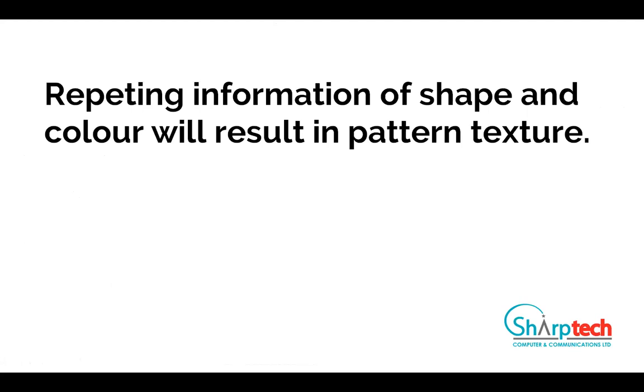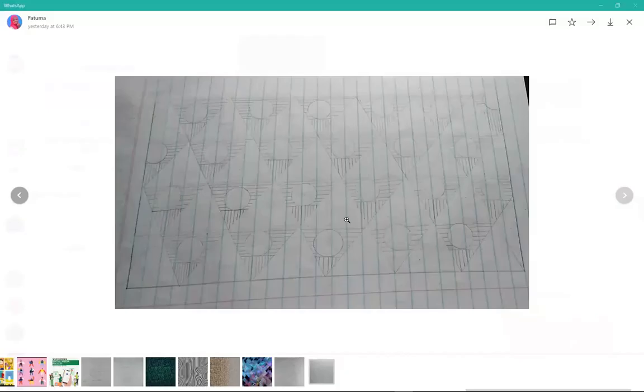What are we saying there? Repeating information of shape and color will result in pattern texture. The key word is what? Repeating information. The moment you keep on repeating the information which is there on a shape, the very way you were repeating this, you realize that you are repeating the same information, because what I can see here is what I can see here.